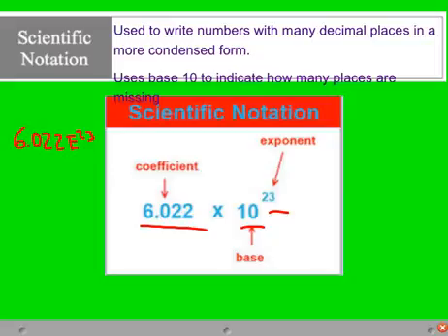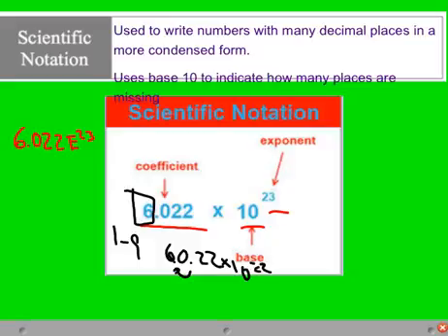So this coefficient here, this number has to be between 1 and 10. Not even 1 and 10, 1 and 9, because if it's a 10, you're going to reduce it so that it's a 1. So if you get an answer of 60.22, you're going to move this decimal to 6.022, and whatever it was, if it was 10 to the 22nd, then this number will be added 1, and it'll become a 23.